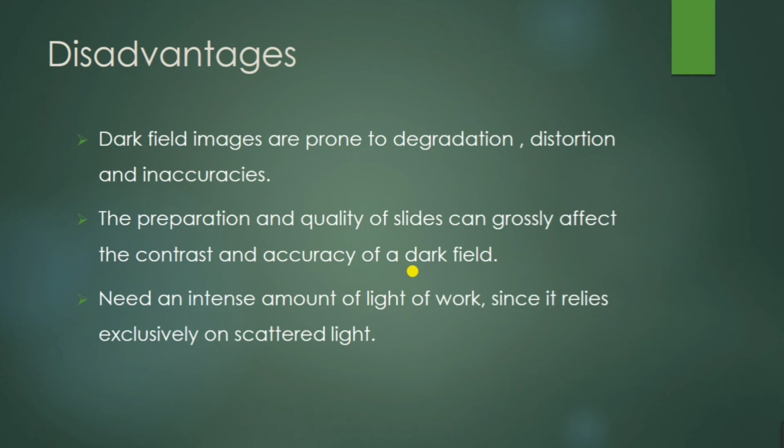The disadvantages of this microscopic technique are that the images are prone to degradation, distortion and inaccuracies. You need to be very thorough in reporting using dark ground microscopy. The preparation and quality of slides can grossly affect the contrast and accuracy of a dark field. It also needs an intense amount of light since it relies exclusively on scattered light, not on unscattered light.